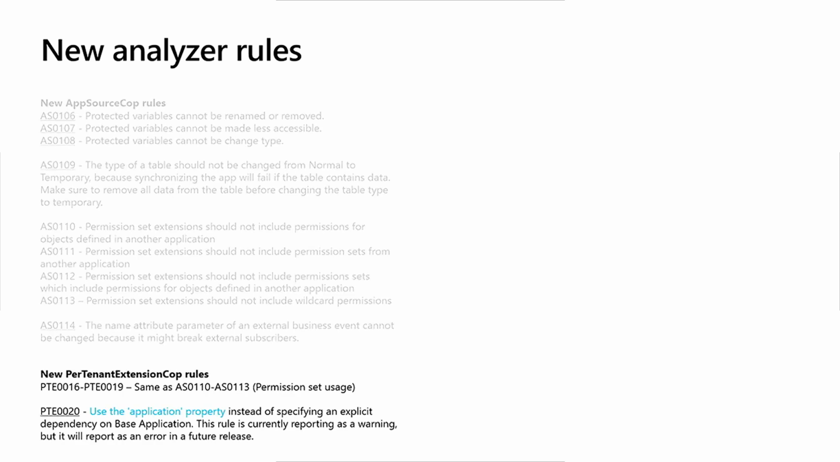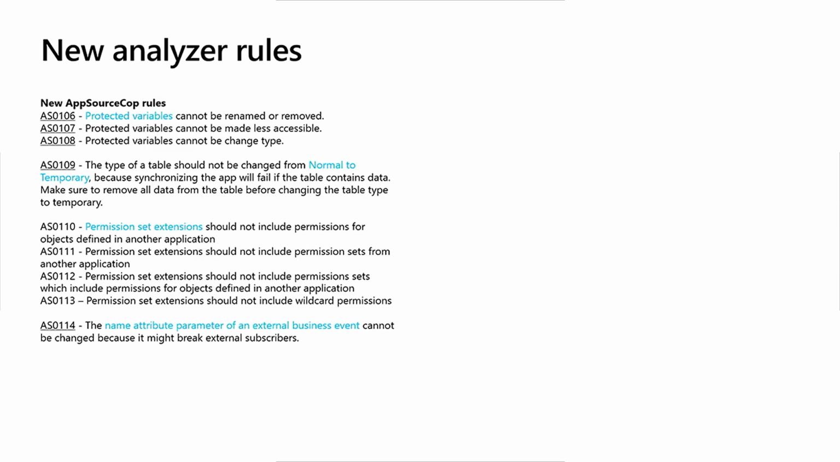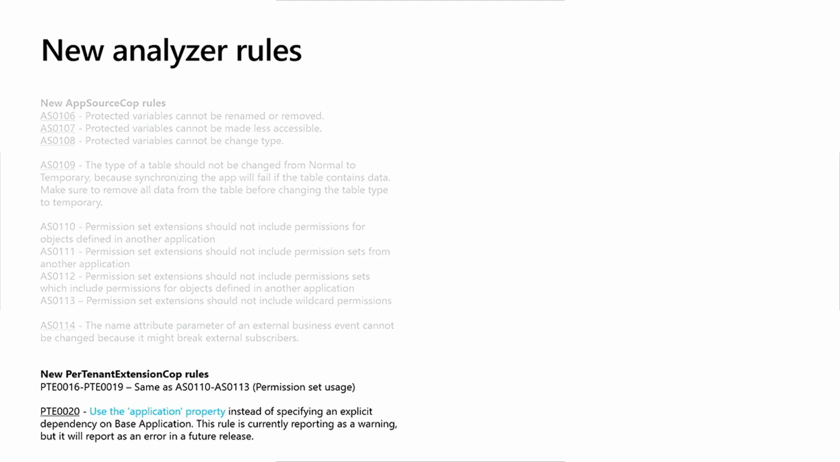Then we also added new rules for the name attribute, so for the business events, we also added some rules against that. Then for the per tenant extension cops, we also added similar rules regarding the permission set extensions, and also some rules for the application property.